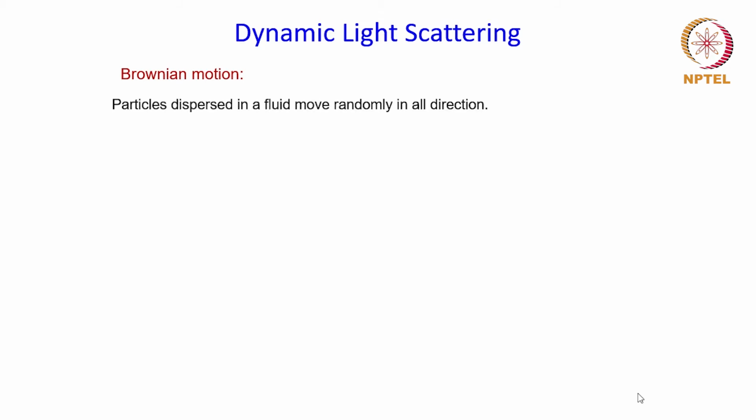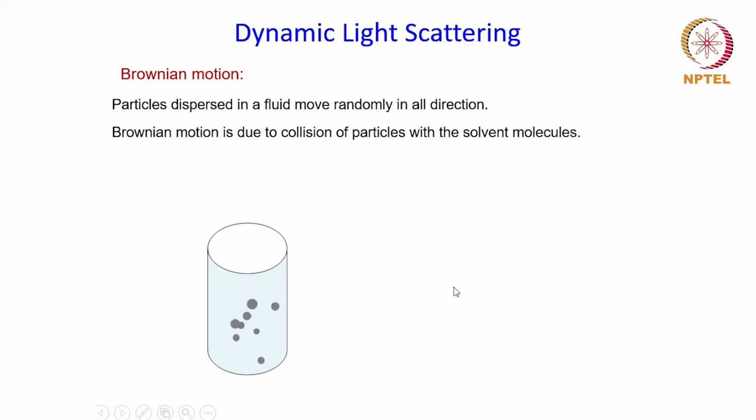Now, when the particles are suspended in a liquid, they are not stationary, and this motion of the particles in the solvent is known as the Brownian motion. Brownian motion is nothing but the random motion of particles dispersed in a solvent in all directions, as you can see from this animation over here. And this motion arises due to the collision of particles with the solvent molecules.